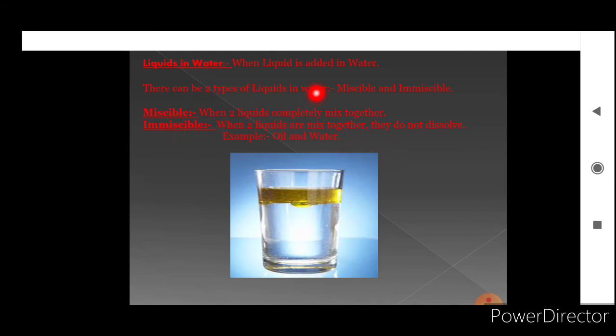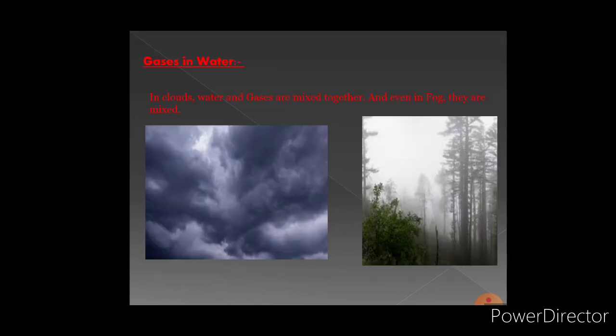Okay, so these types of solutions are known as liquids in water. How the liquids are dissolved in the water. When liquid is added in the water, what happens, you learnt. So till now you learnt solids in water and liquids in water, how they are different. What's the meaning of a solute? What's the meaning of a solvent? How a solution is formed, you learnt.